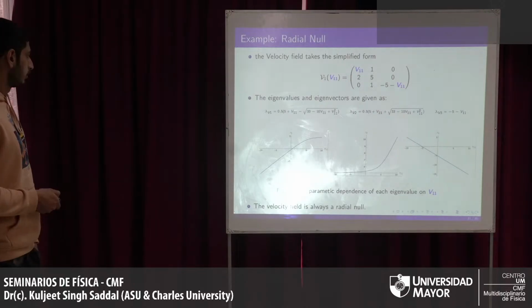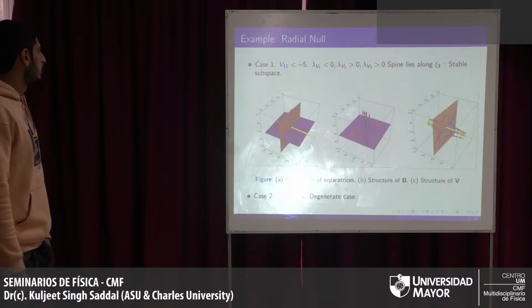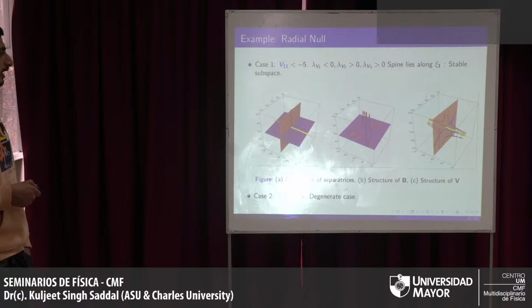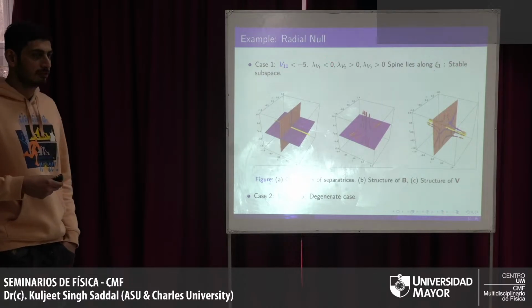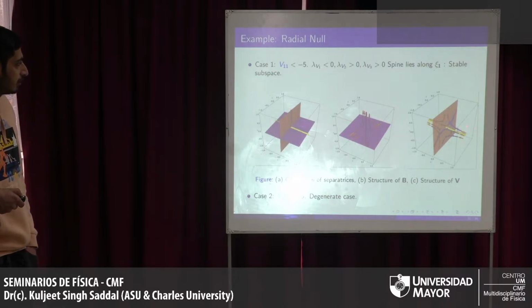So let's see how the solutions look. First case, where V11 is less than -5: the first eigenvalue is negative, and the second and third eigenvalues are positive. That just means that the fan plane is determined by the eigenvectors corresponding to the second and third eigenvalues, and the spine lies along the eigenvector corresponding to the first eigenvalue, which is z1. Since the first eigenvalue is negative, the spine is a stable surface, which means that the field lines will come in along the spine, as you can see here, and go away in the fan.